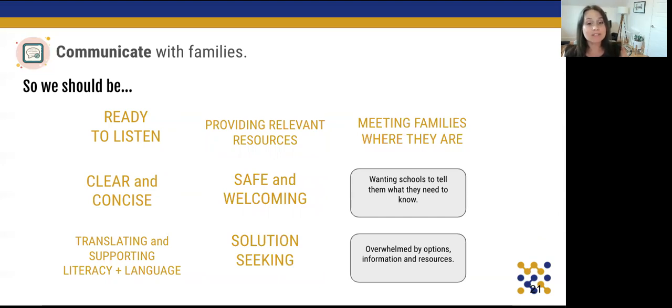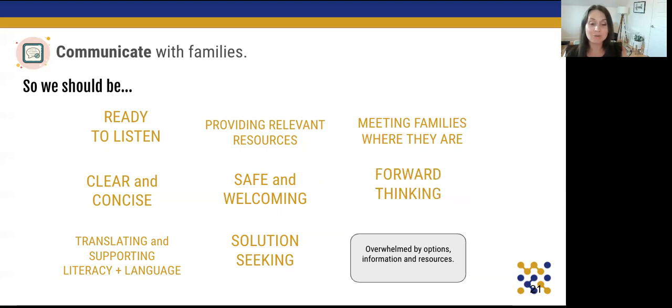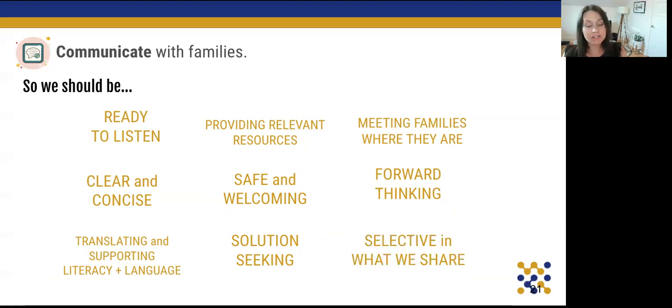We also might have families that are wanting schools to tell them what they need to know. And so because of that, we're going to be forward thinking. Lastly, we might have them overwhelmed by options, information, and resources. We've all been there. And so what we're going to do is be selective in what we share and really make sure that we're providing them with things that make the most sense for them.